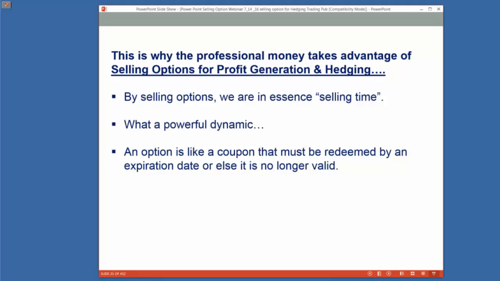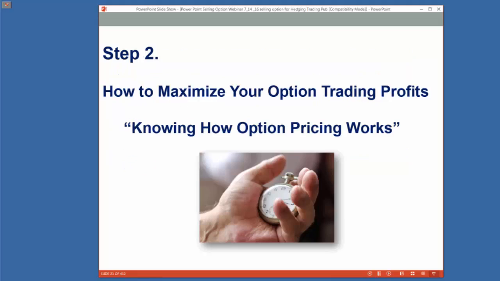Now by selling options, if you think about it, you are in essence selling time. Okay, so it's a really powerful dynamic when you think about that. And you can think of this time concept of an option as being like a coupon that you got at a store. You have to redeem it by an expiration date or else it's no longer valid. So when you're buying an option, you know that eventually that option is going to be worthless.